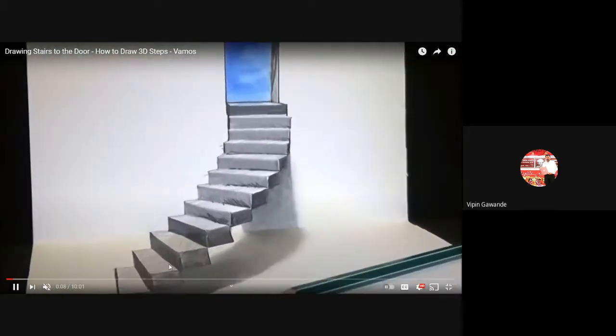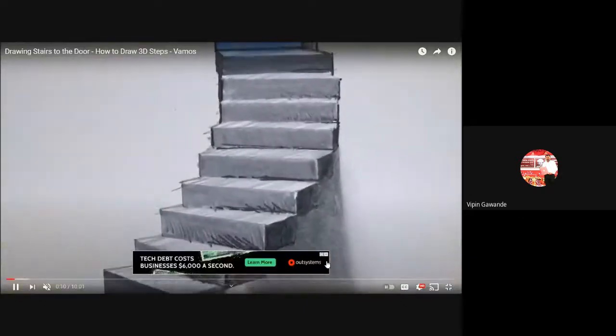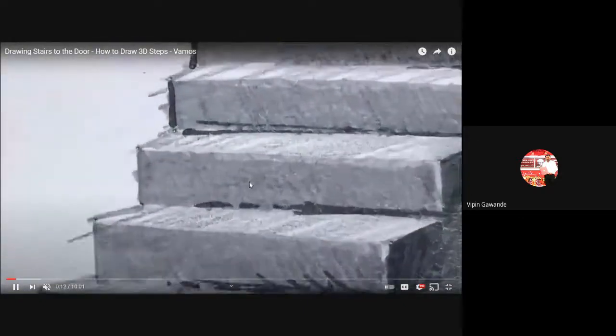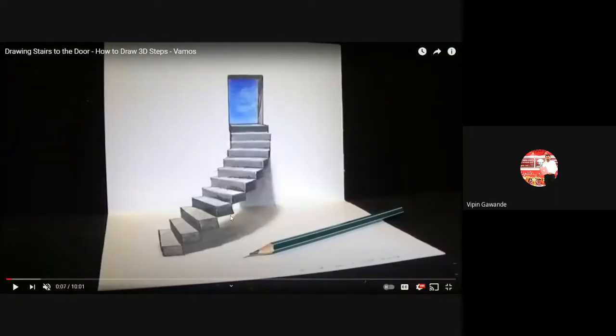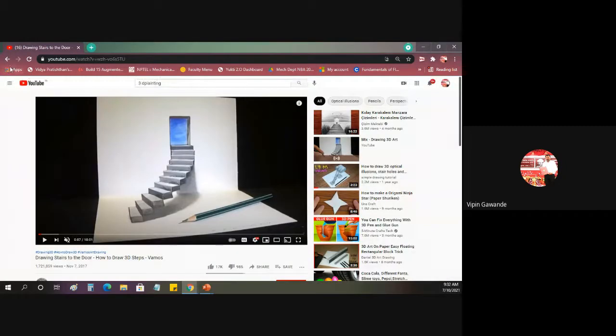So here is the staircase. Now on the plane of paper, it appears to be a three-dimensional drawing. So something like a perfect picture like this. You can also draw this one. It is very easy to draw. Just first learn the concept, and afterwards we can also draw these things.